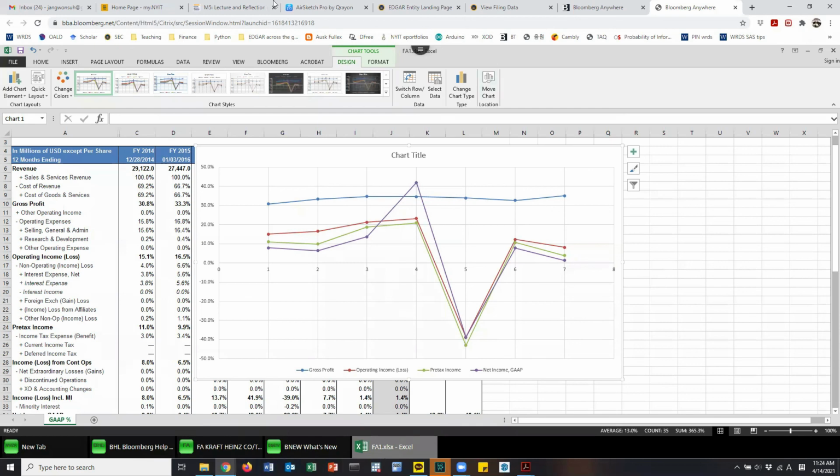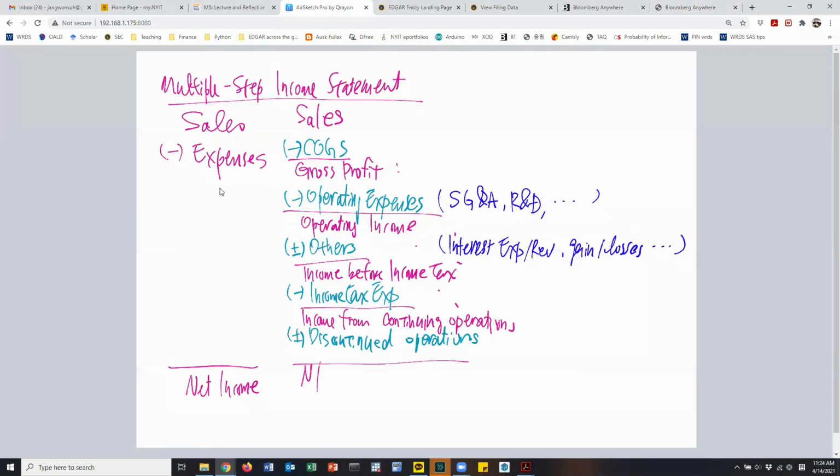The bottom line of this exercise is, again, it is better for investors to have this classified or multiple-step, different levels of profitability, so that investors can make a choice, right? Okay, that's the end of chapter 5, and see you in chapter 6.